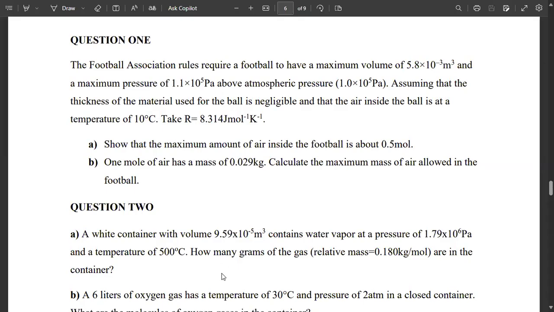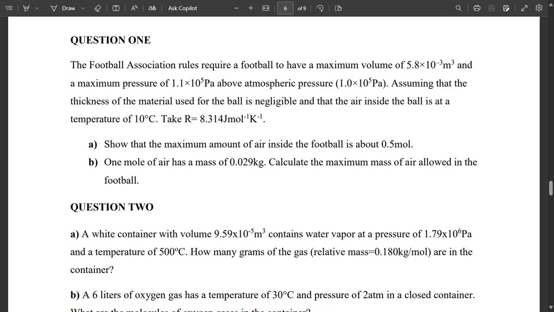Okay, so this is P192 tutorial sheet 4, and we get straight into the first question, which is saying the football association rules require a football to have a maximum volume of 5.8 times 10 to the power minus 3 cubic meters and a maximum pressure of 1.1 times 10 to the power 5 pascals above atmospheric pressure.